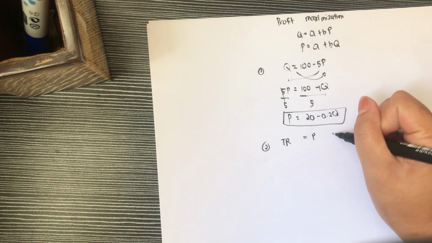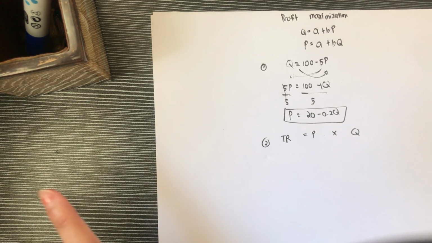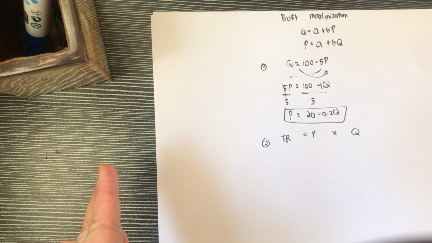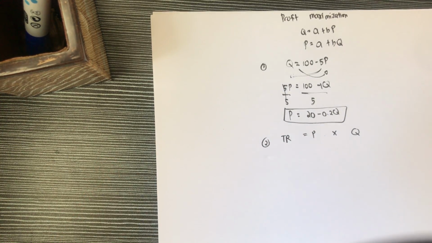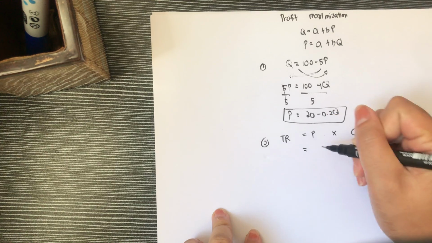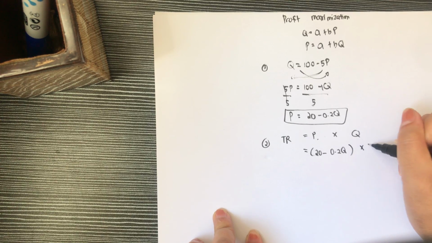So P times Q. So this is a hint, class. To find the total revenue function, you can use the inverse demand function to get the TR function. Okay? So that is the clue. So what we're going to do is, can you write it down in your paper? Very good. You have to use 20 minus 0.2Q instead of P times quantity.